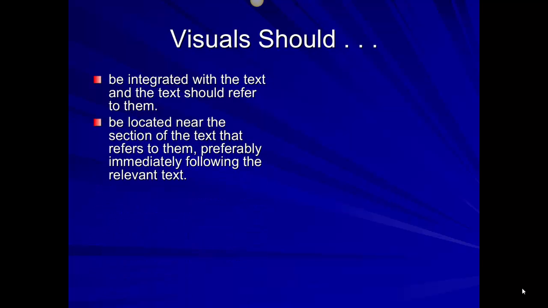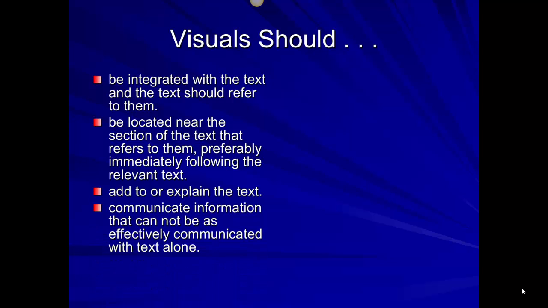They also need to be located close to the section of text that refers to them. And the best situation is if you can locate the visual immediately after the text that discusses it. They also need to add something or further explain something that is already being addressed in the text. They're going to get some bit of information across that could not be as effectively gotten across through text alone, so that there is a relationship between the text and the visual.